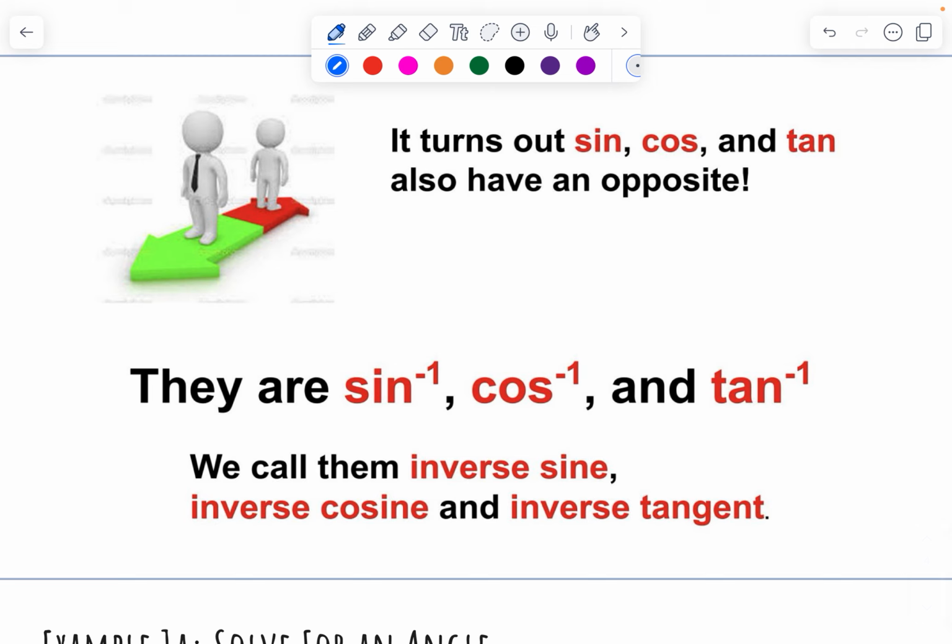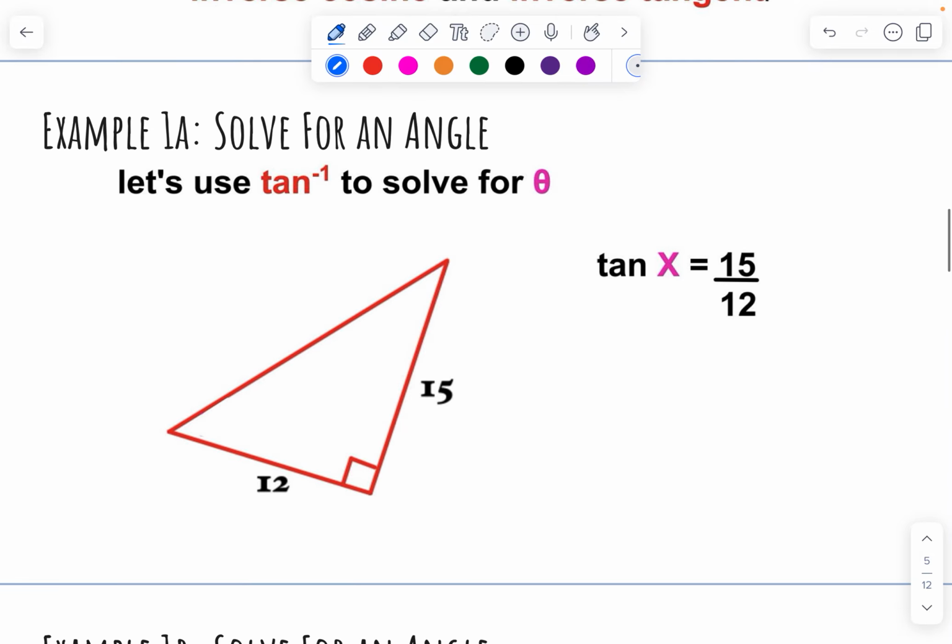So as it turns out, sine, cosine, and tangent also have an opposite, and they are called inverse sine, inverse cosine, and inverse tangent. So not sine to the -1, cosine to the -1, tangent to the -1, but inverse sine, inverse cosine, inverse tangent. So here, if we're trying to solve for theta, theta should be right here.